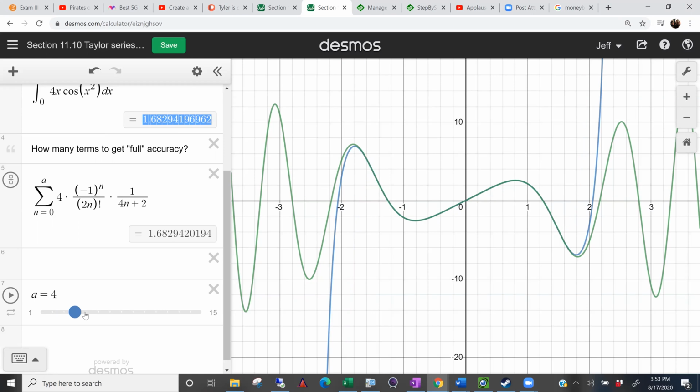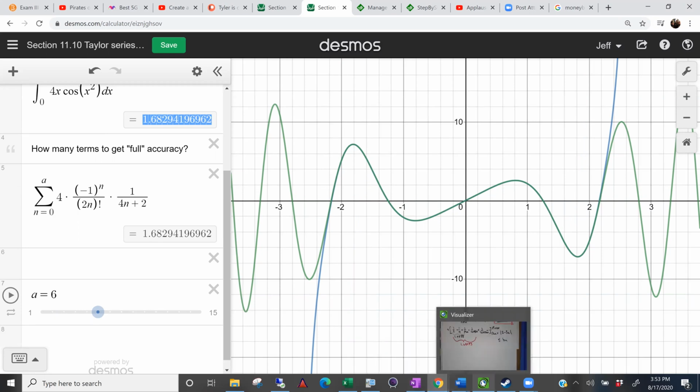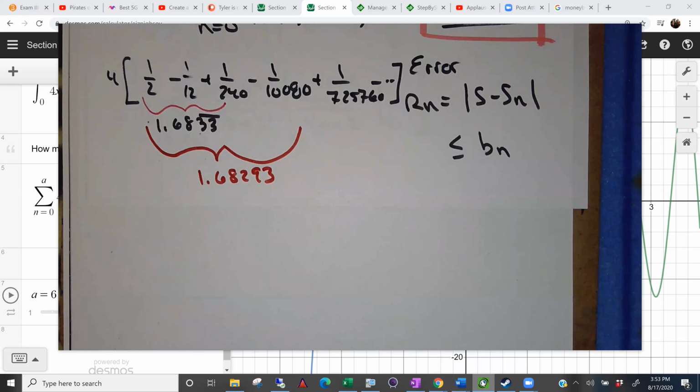I think like 5 or 6 terms. Look at 5 terms, I've got 10 digits of accuracy. At 6 terms, I got a full 11 digits of accuracy. That's amazing. So with 6 of the correct fraction, you can get 11 digits of accuracy out of this expression. That's pretty amazing.